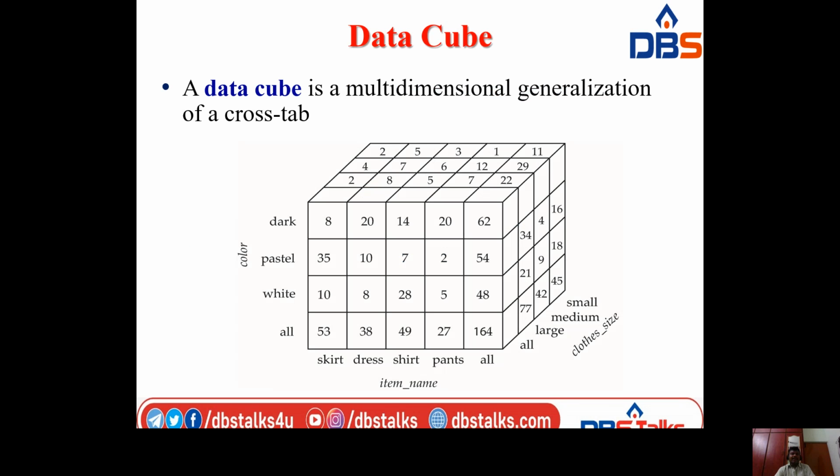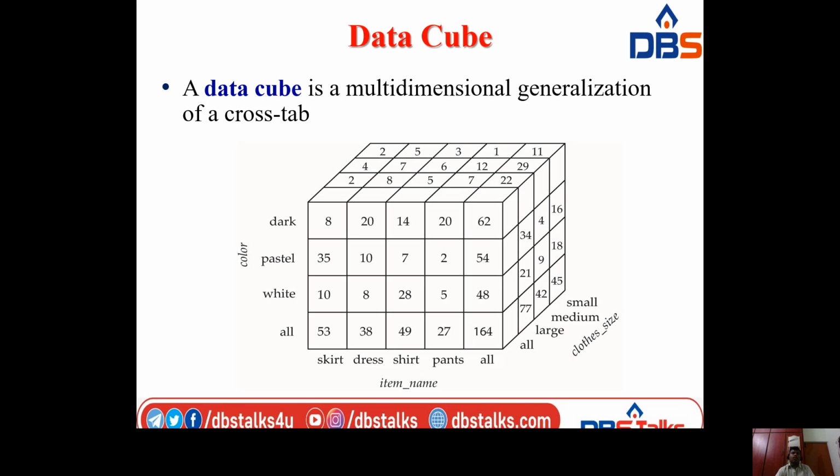Now this is about the data cube. This is a very important one. The data cube is used to represent the multi-dimensional data, or cross tabulation of the data. Here, skirt is specified, then a dark pastel color, and on this side is the item name, and then comes the cloth size.